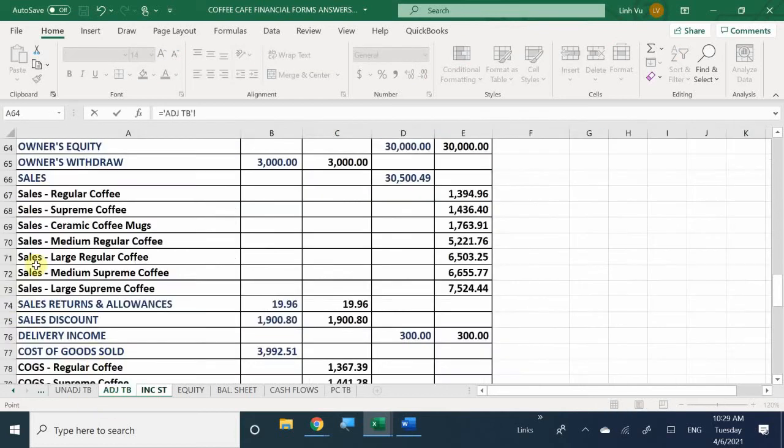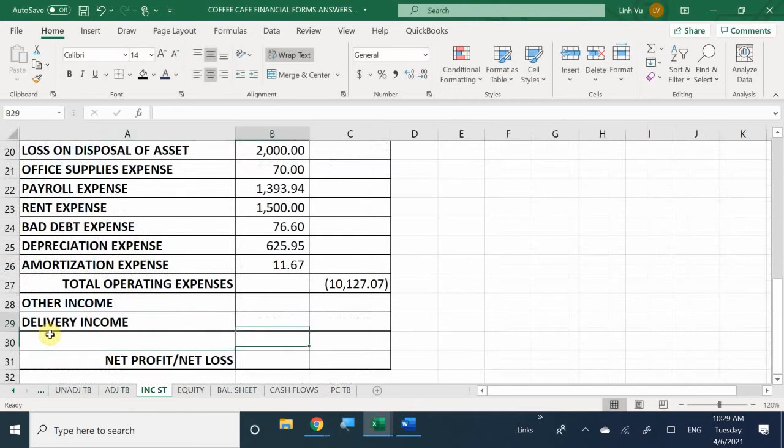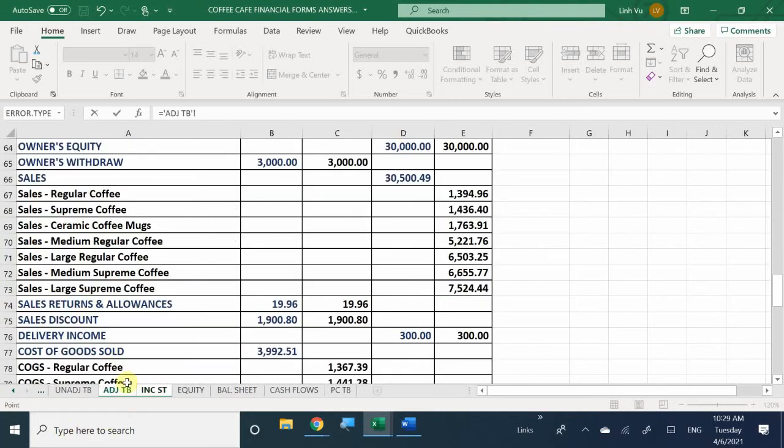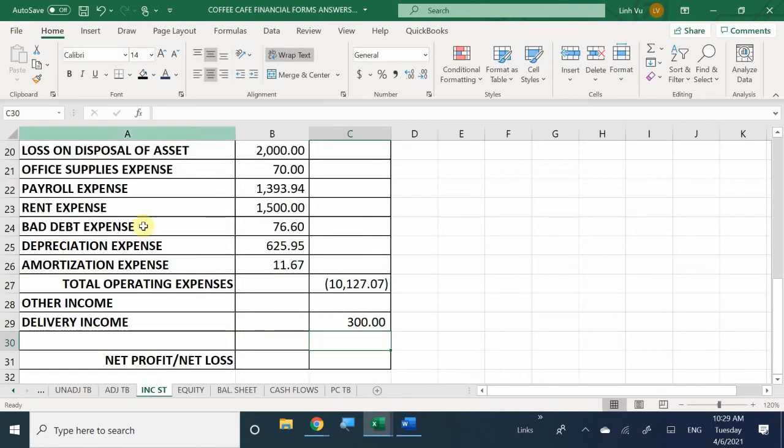So let me go ahead and copy that over here, delivery income, for a total of, how much was my delivery income for? $300. Mm-hmm. 300. Okay. So now that's all of my operating revenues, all of my operating expenses, and my other income.